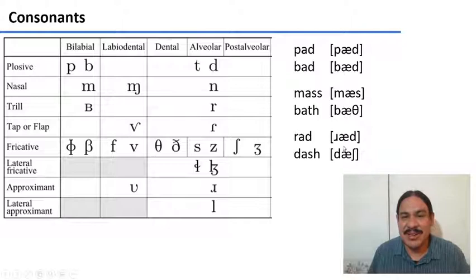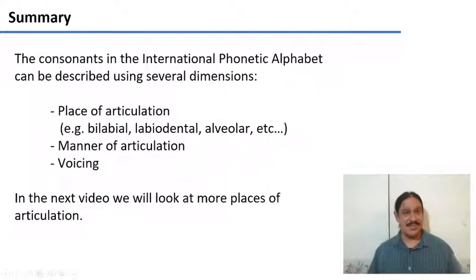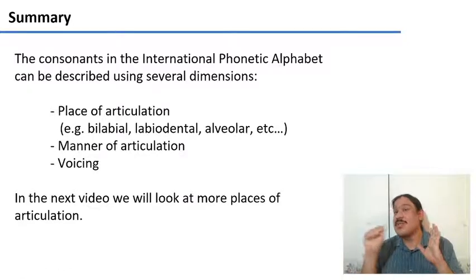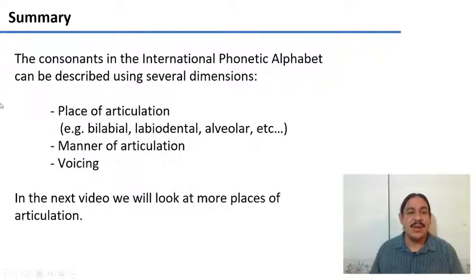The transcriptions are rad, with this approximant R, and dash, with an esh, a postalveolar esh. Rad, dash. In summary, we use the IPA to transcribe the words from a language in a way that represents how the sounds are produced. And we looked at the place of articulation, which can be bilabial, labiodental, and so forth. We're going to study these, but in the next video, we will look at even more places of articulation.